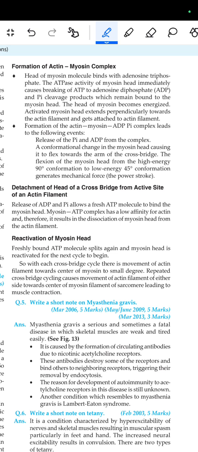Formation of the actin myosin ADP phosphate complex leads to the following events: release of the phosphate and ADP from the complex, a conformational change in the myosin head causing it to flex towards the arm of the cross bridge. The flexion of the myosin head from the high energy 90-degree conformation to the low energy 45-degree conformation generates the mechanical force, the power stroke.